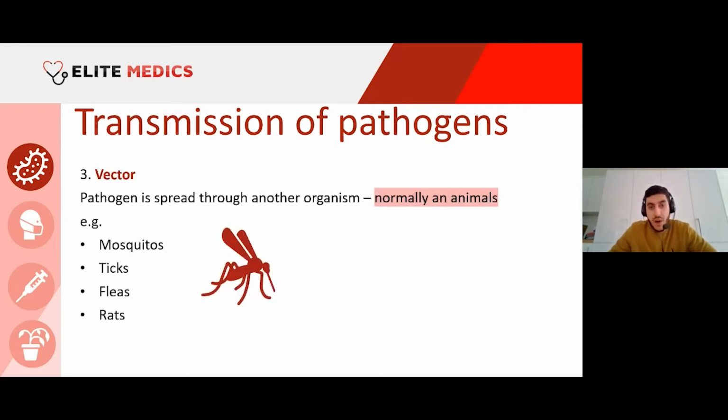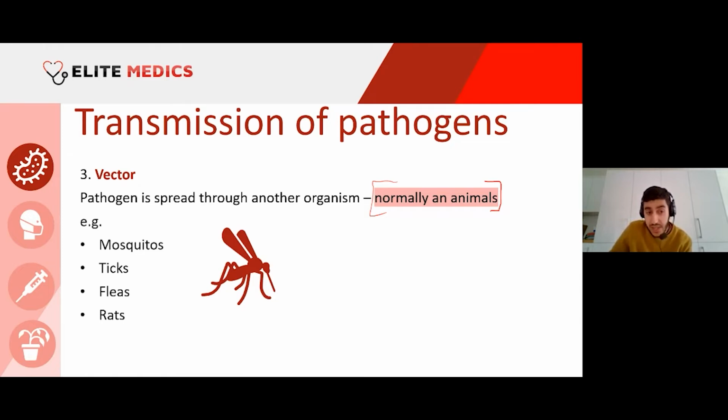Vectors. This is what I was discussing before about indirect transmission: the pathogen is spread through another organism, normally an animal. It tends to be insects as well. Mosquitoes are a brilliant example of that. You're all aware of mosquitoes; when you go to a nice hot country, you get mosquito bites, and they're a pain and a nuisance. But mosquitoes can transmit disease, particularly malaria.